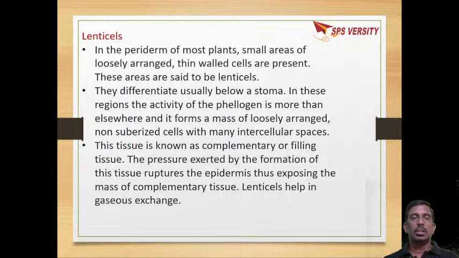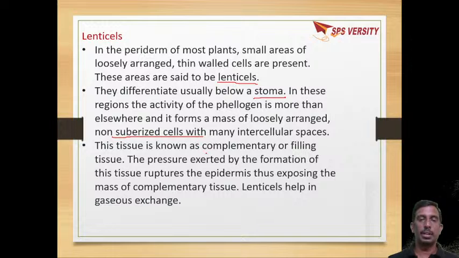So in the periderm, what happens is that due to formation of this cork cambium, the epidermis is lost. Epidermis is lost means the stomata are also lost. Okay. In periderm, that is in phellum, some cells are loosely arranged. इसको क्या बोलते हैं कि वो lenticels. They generally differentiate easily below stomata. Here the cells are loosely arranged, non-suberized, and have many intercellular spaces. This को क्या बोलते हैं कि complementary cells.